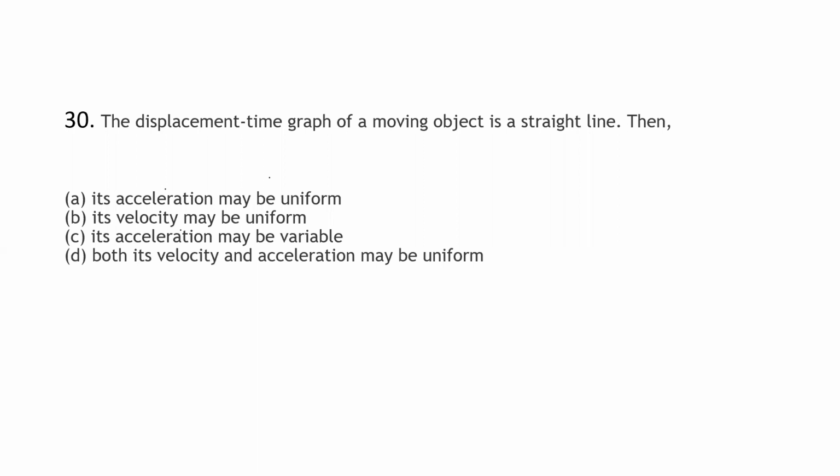See here, when we say that the displacement time graph of a moving object is a straight line, it means that the velocity is uniform. So for a displacement time graph, if it is a straight line, then the velocity is uniform. That is, option B is the correct option here, right?